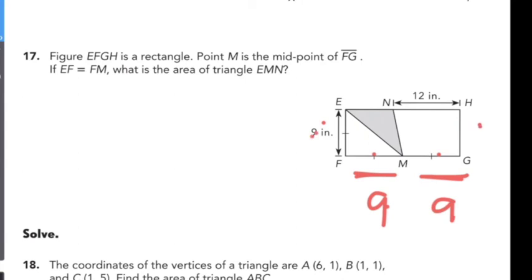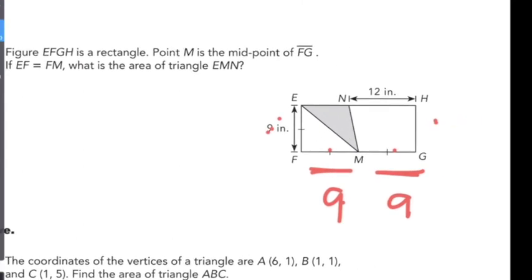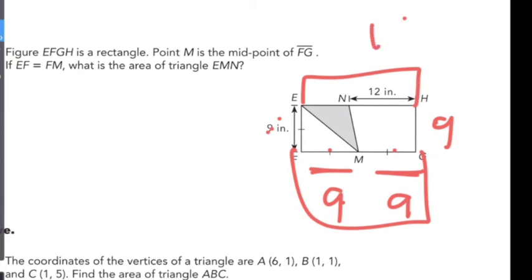Let me just move it over. So this has to be 9. These two together equal 18, so this side has to be 18. If this is 12, then that has to be 6. And that should help you then solve the question of what is the area of EN and M.